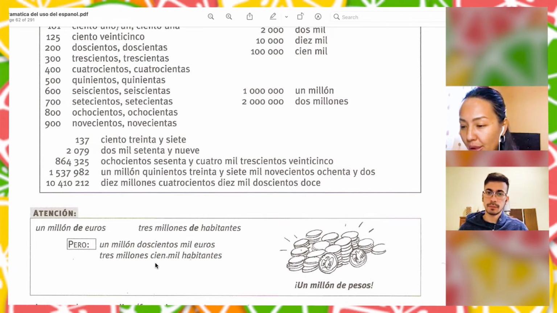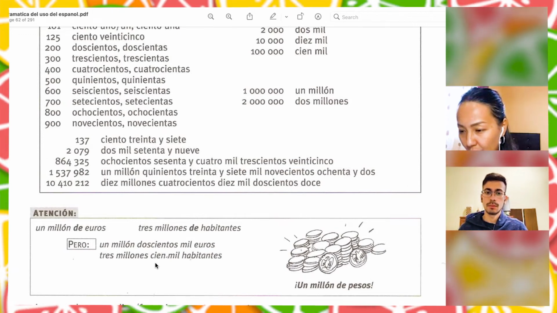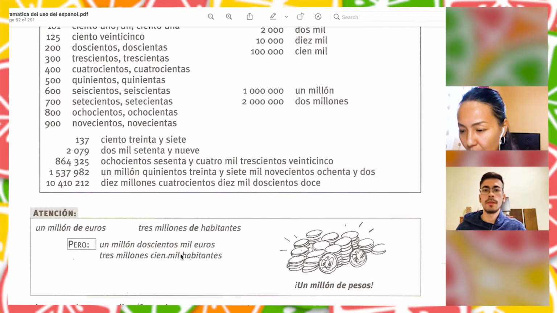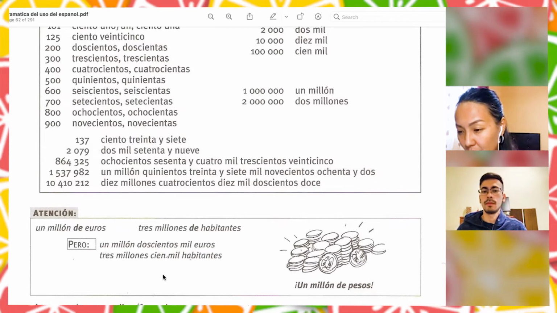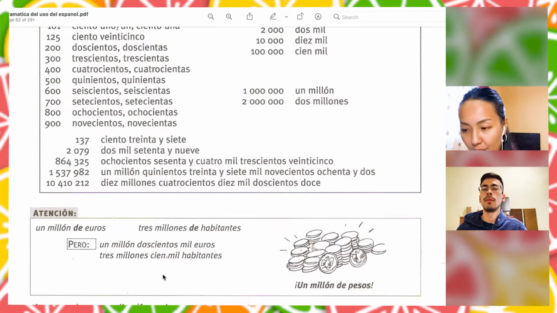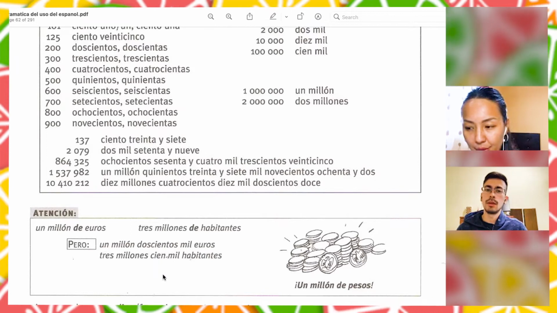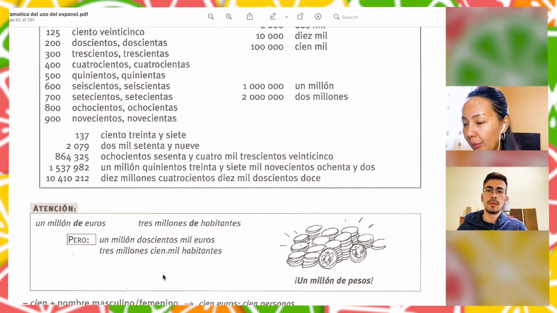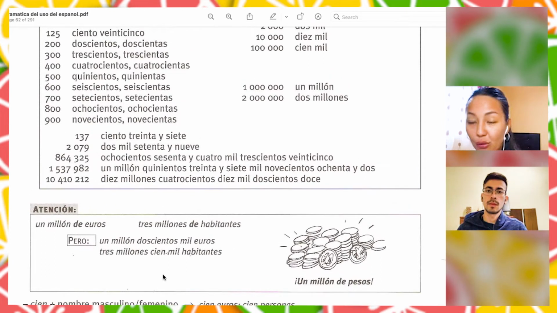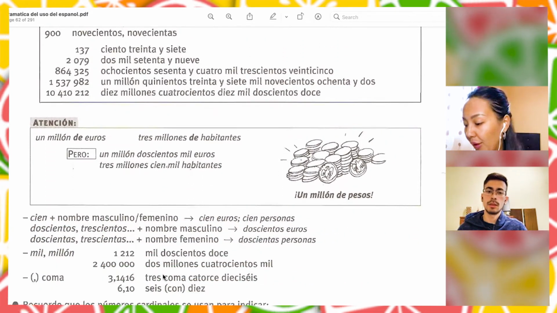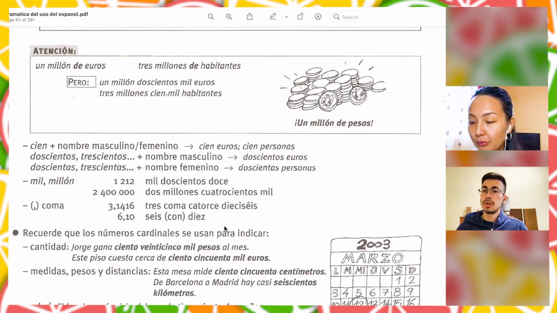Yes. Like 1,200,000 euros, right? Yes. And 3,100,000 inhabitants. Yes. Okay, great. Now it's clear. So clear, of course, but we need to remember it somehow. Yes, like with practice. Okay, super.